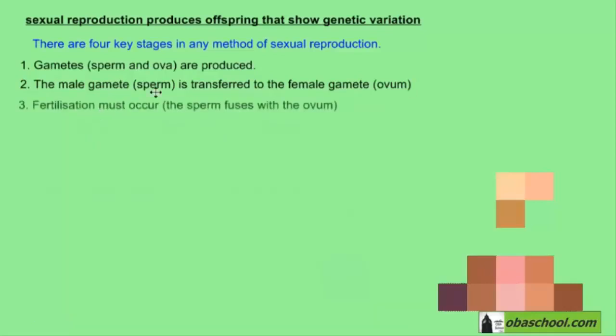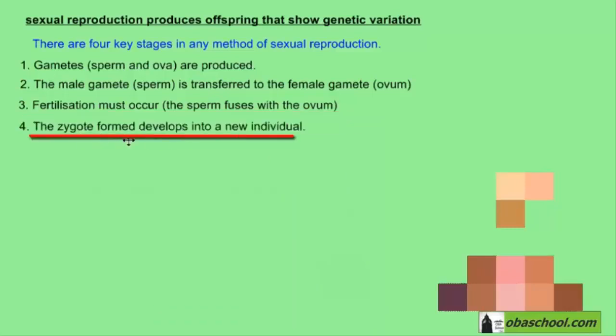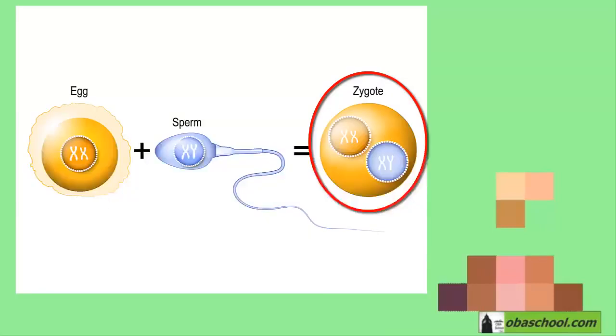Once the sperm is now able to come in contact with the ovum, fertilization must occur, which means the sperm has to fuse with the ovum and they have to become one. Once they become one, we call this the zygote. So the zygote is formed, and now it has to develop into a new individual.